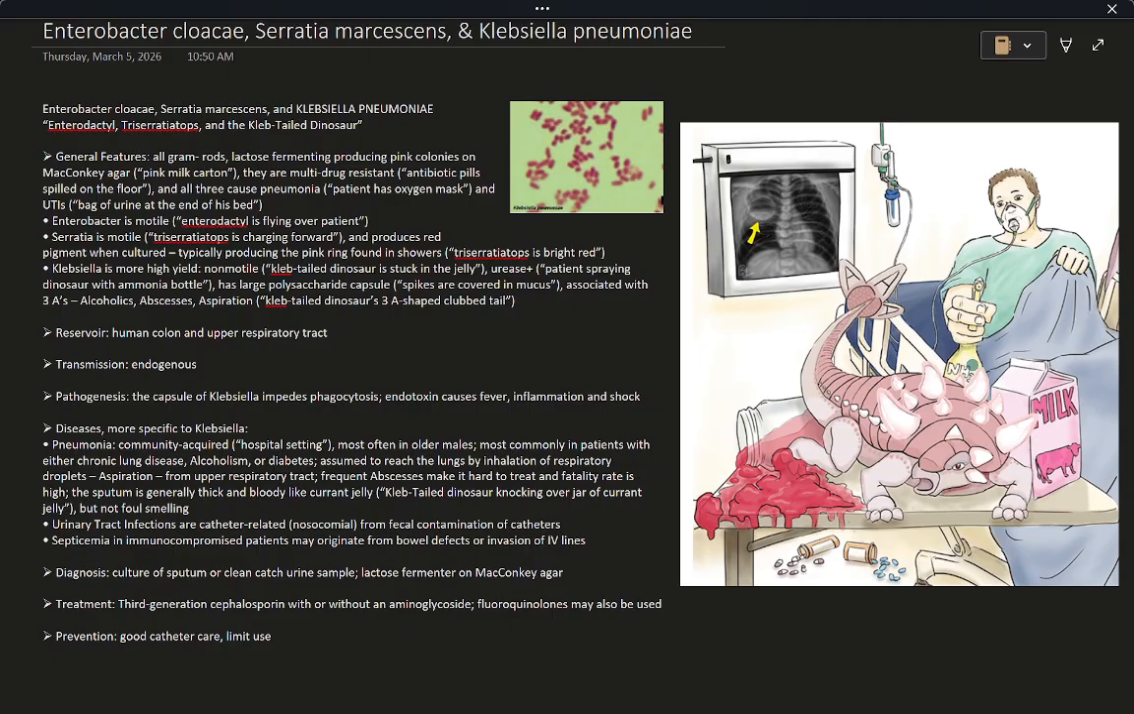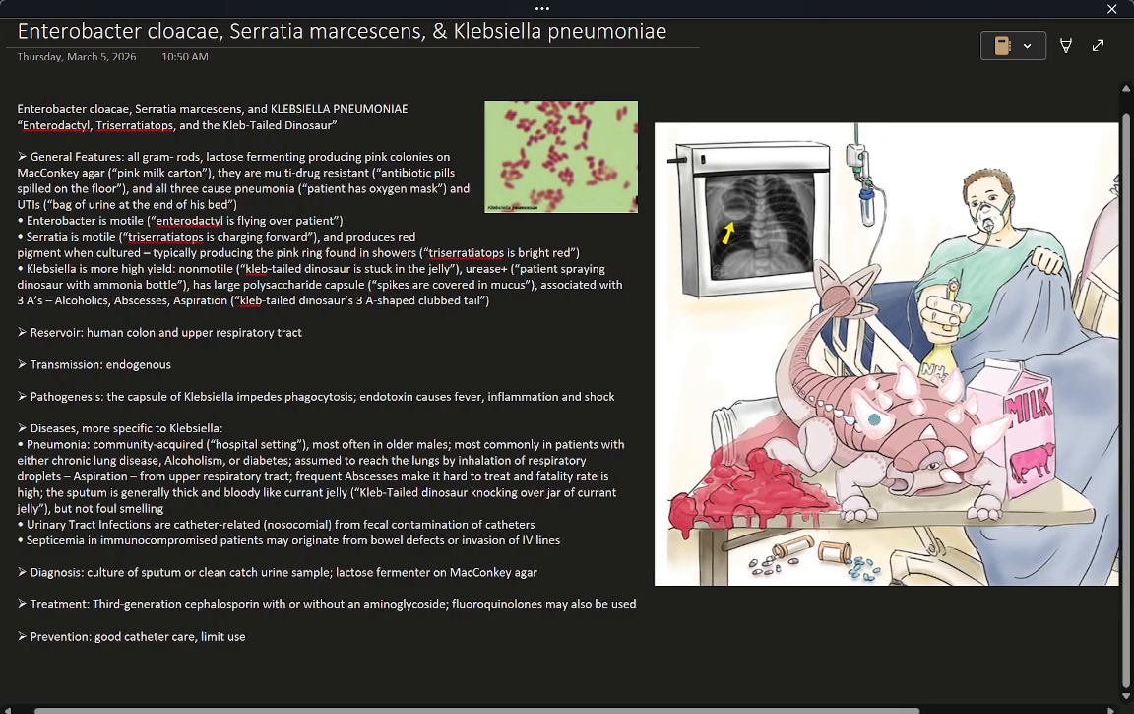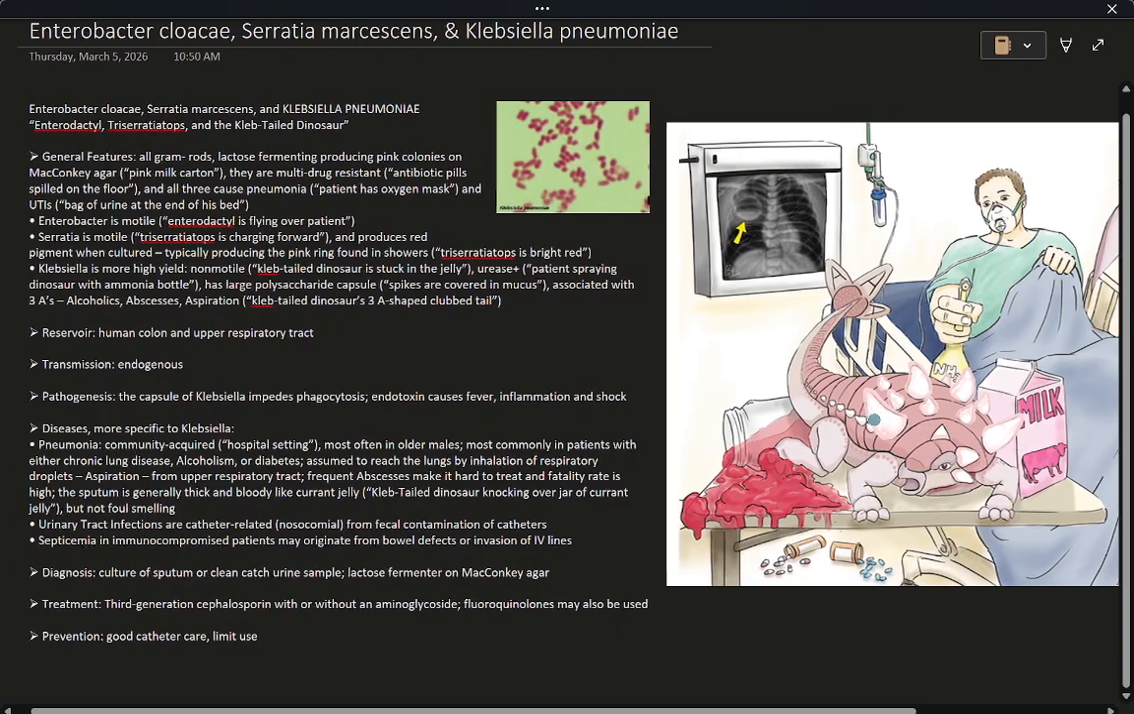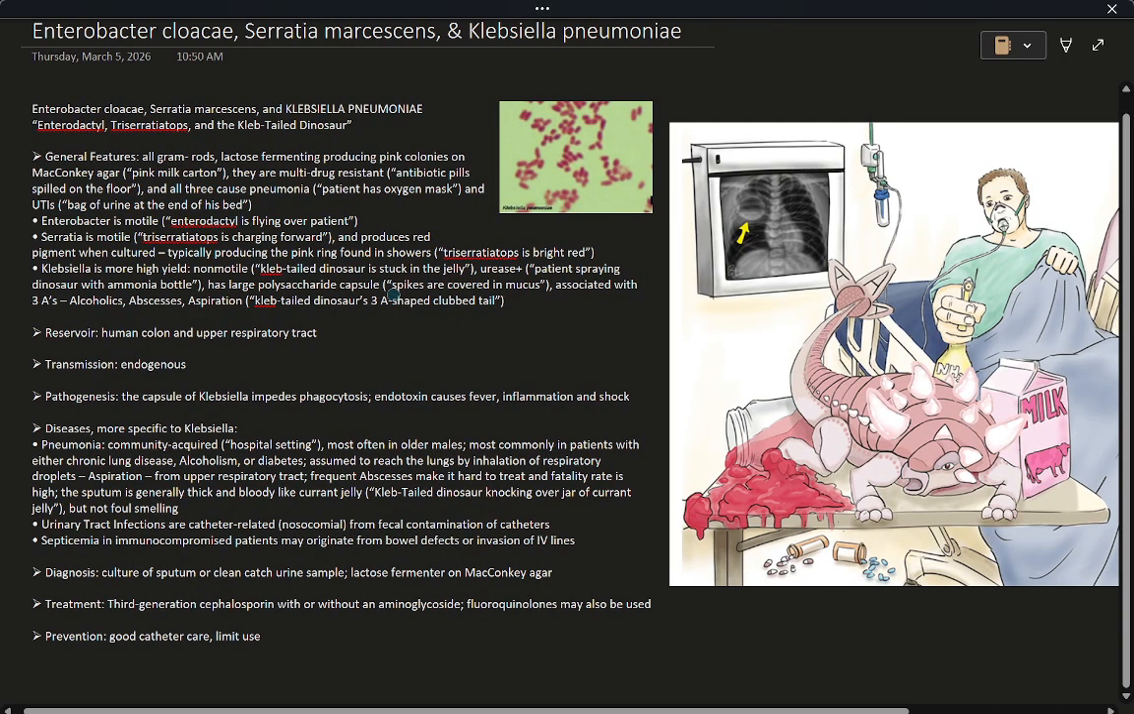NH3. And then the Klebsiella has a large polysaccharide capsule. So think about the spikes that are covered in mucus. So, large polysaccharide capsule.